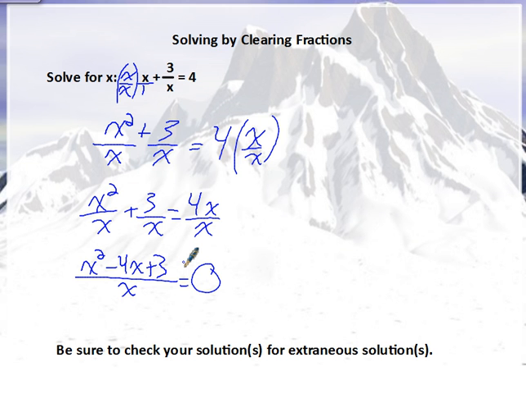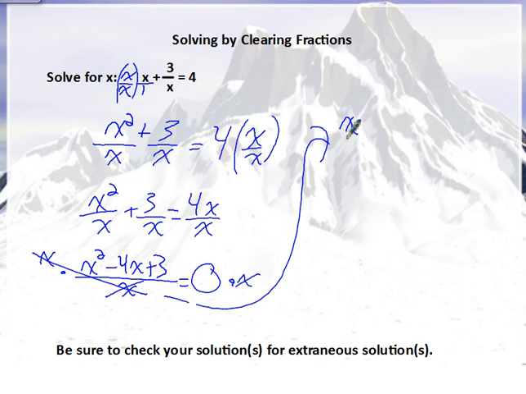Once I have one term over my denominator, I can just eliminate the denominator, because all I need to do is set the numerator equal to 0. If I really wanted to, I could multiply by x. You can think of it like that, and that would get rid of this. And then I'm just left with x squared minus 4x plus 3 equals 0. From here, I would just have to factor.